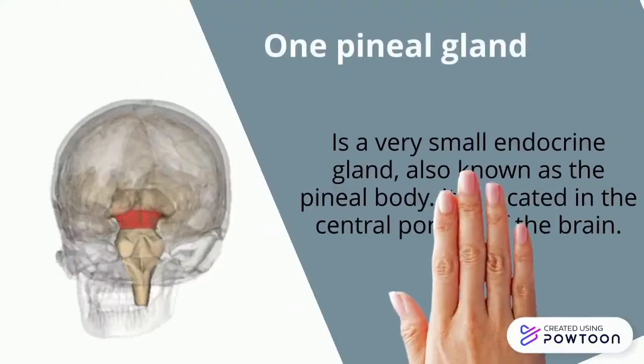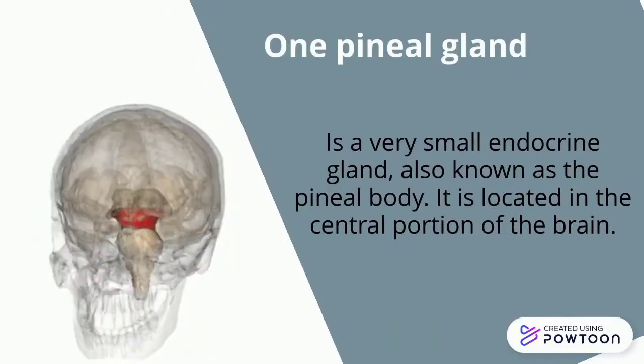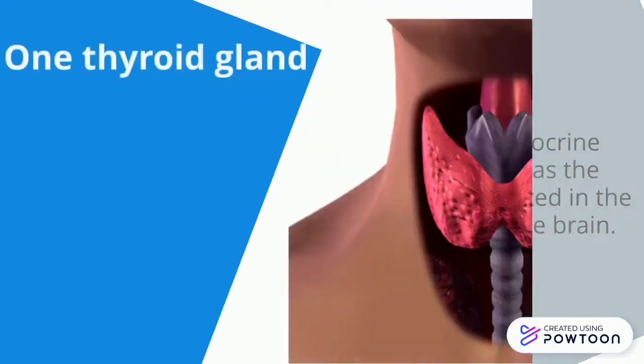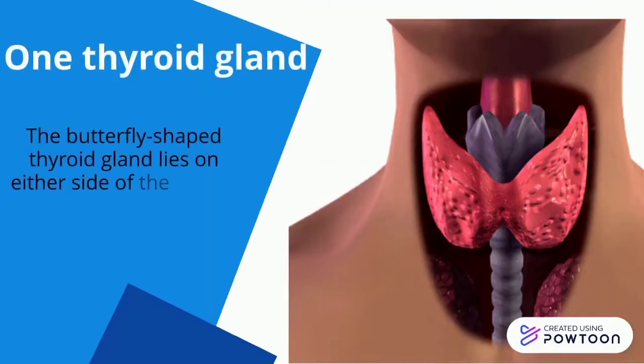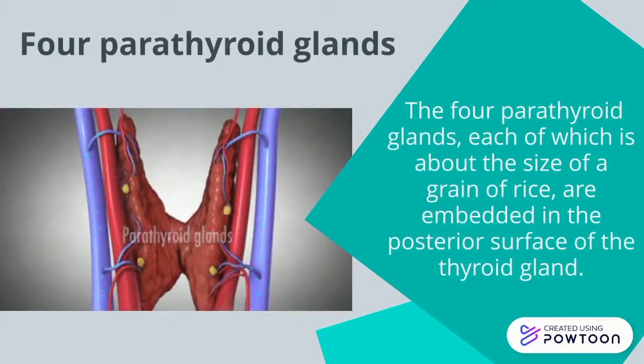2. Pineal gland is a very small endocrine gland, also known as the pineal body. It is located in the central portion of the brain. 3. Thyroid gland. The butterfly-shaped thyroid gland lies on either side of the larynx, just below the thyroid cartilage. 4. Parathyroid glands. The 4 parathyroid glands, each of which is about the size of a grain of rice, are embedded in the posterior surface of the thyroid gland.